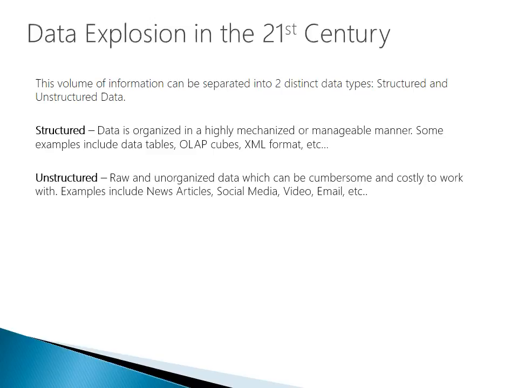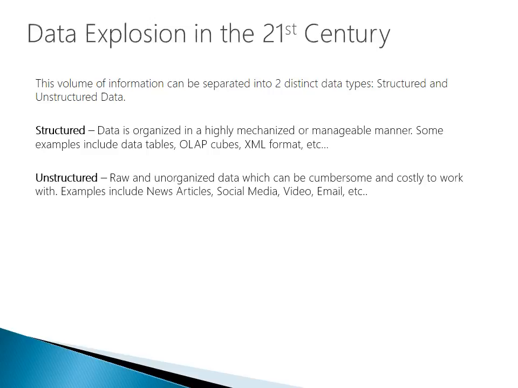Structured data is data that is organized in a highly mechanized or manageable manner. These would be your Excel spreadsheets. These would be data tables from Access, OLAP queries, multidimensional, XML format, etc., etc. Unstructured, on the other hand, is raw and unorganized data.